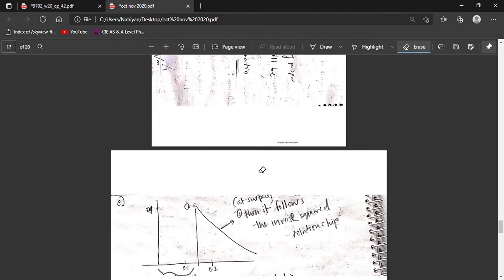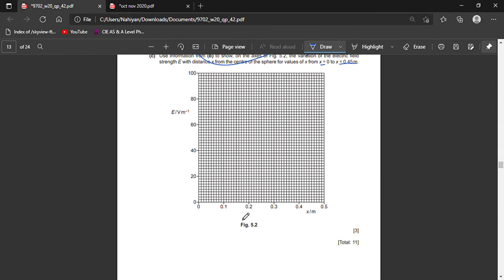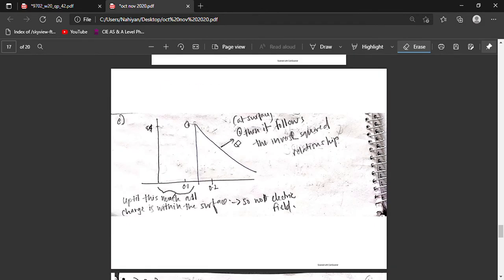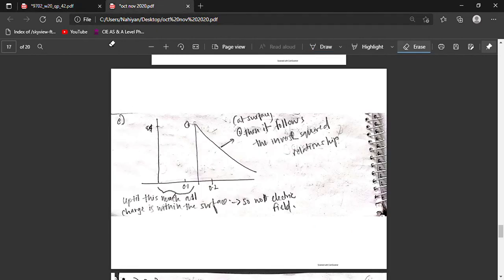So let's look at the solution. There are two parts, up till the middle. The graph starts rising from here, because up till this much, all the charge is retained within the surface, so there is no electric field. But later the graph follows, I mean, it rises up till 8.